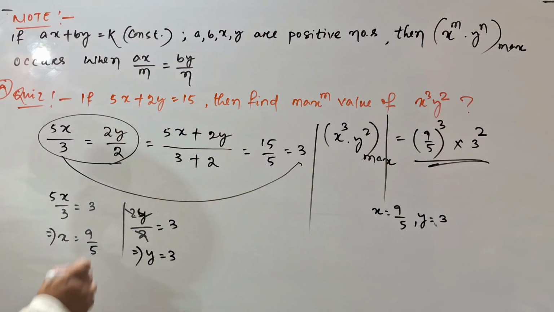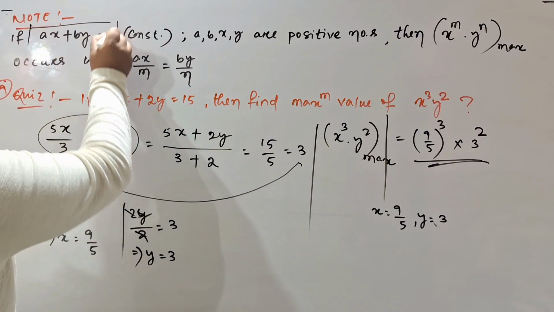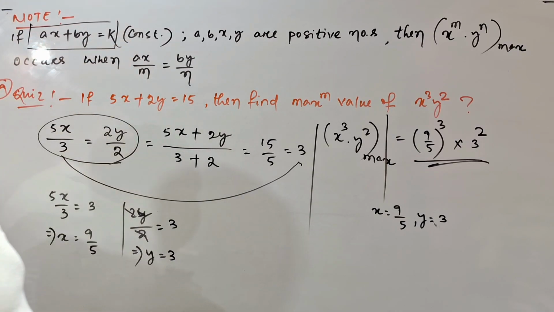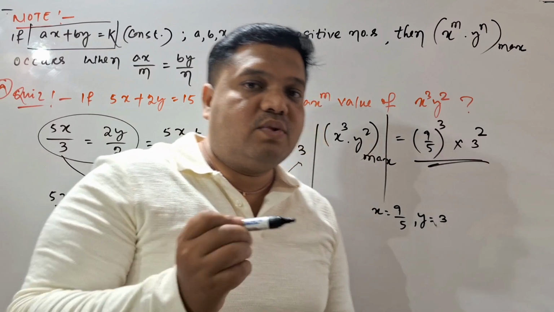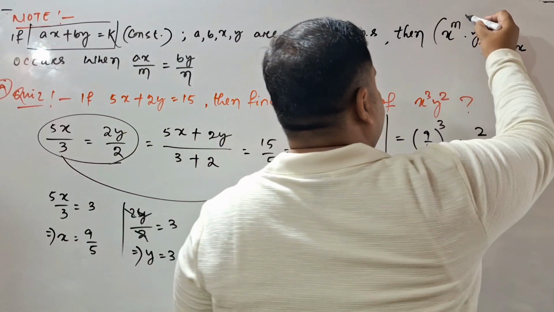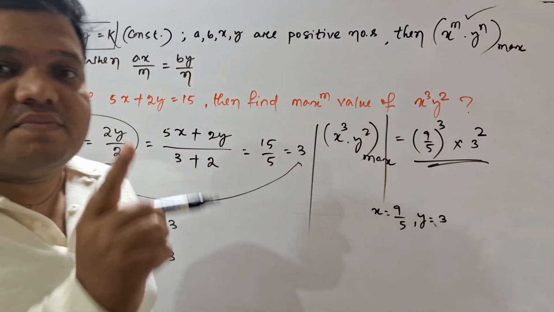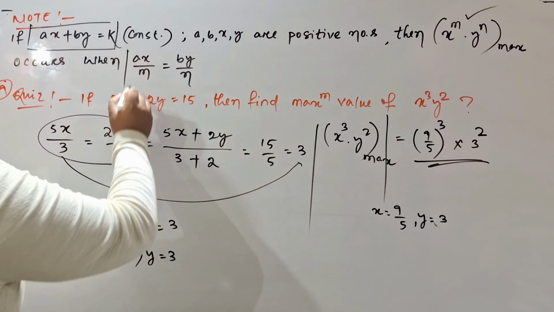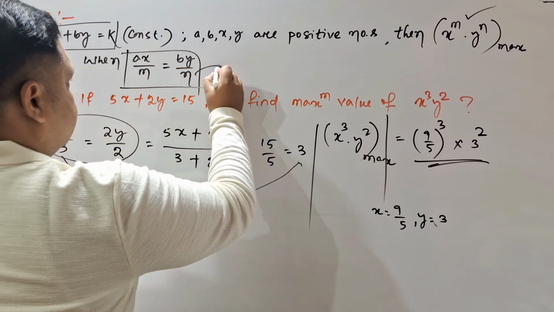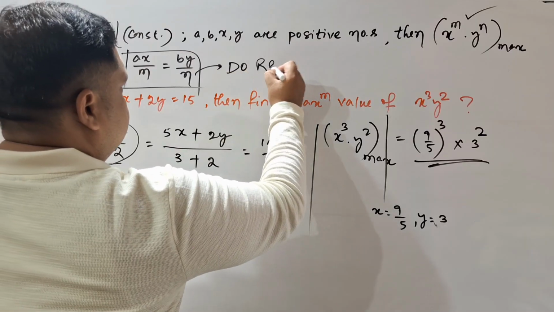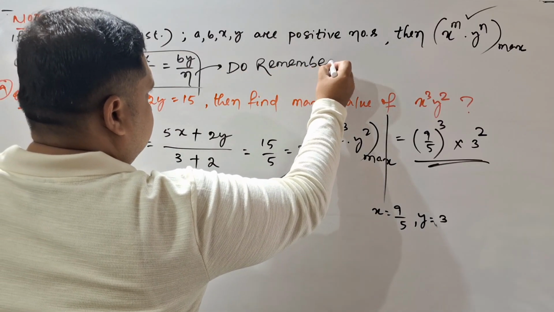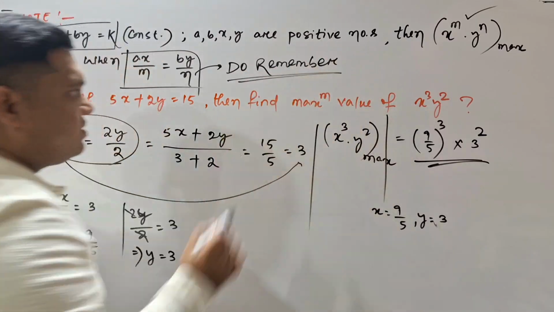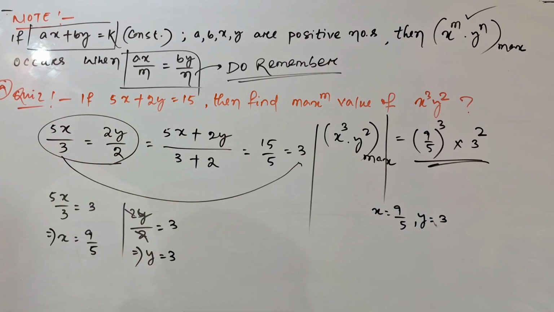But the important key point: if ax plus by is equal to a constant, then the maximum value of x to the power m into y to the power n occurs when ax by m is equal to by by n. This condition you have to remember. These are the important results. Write it down or take a screenshot here.